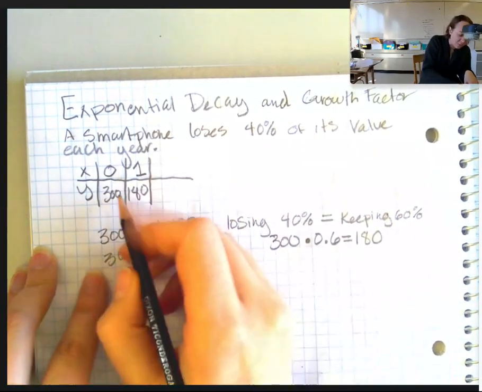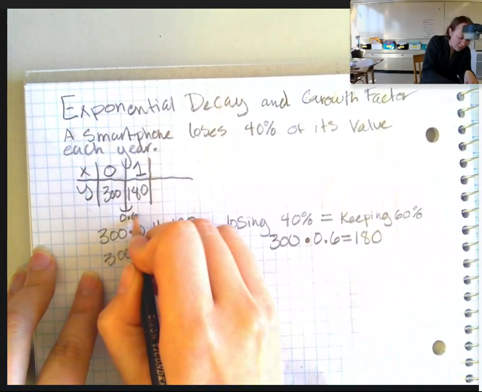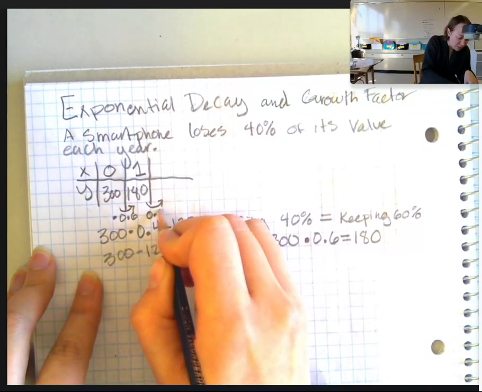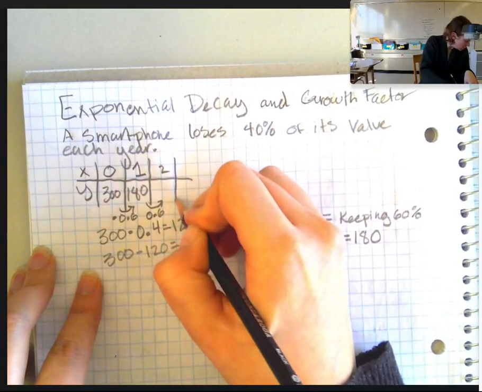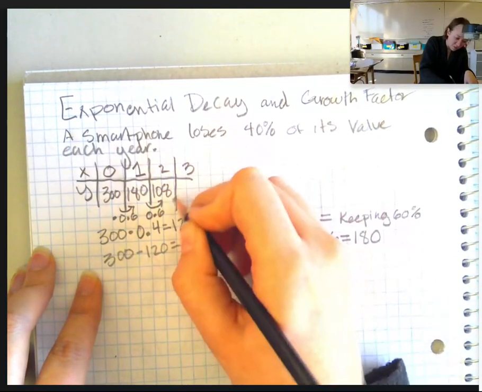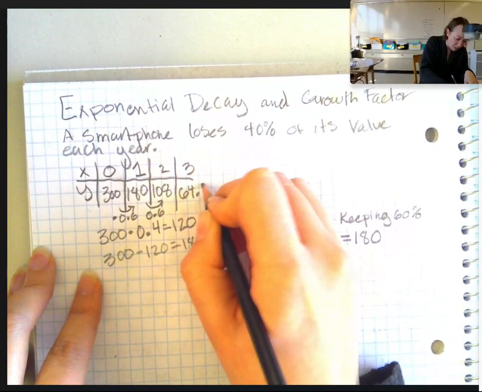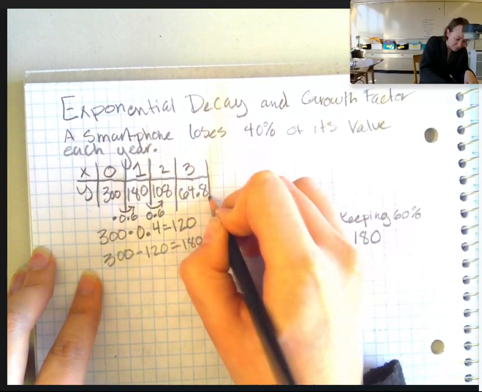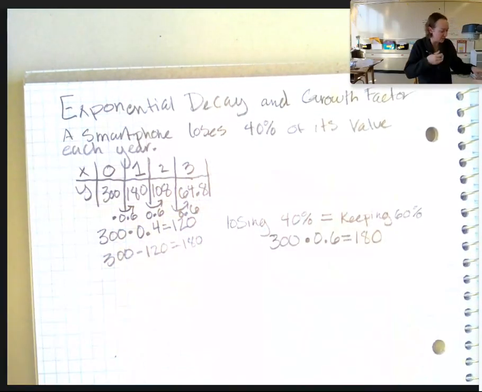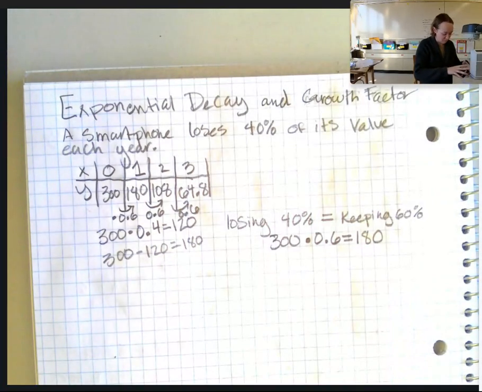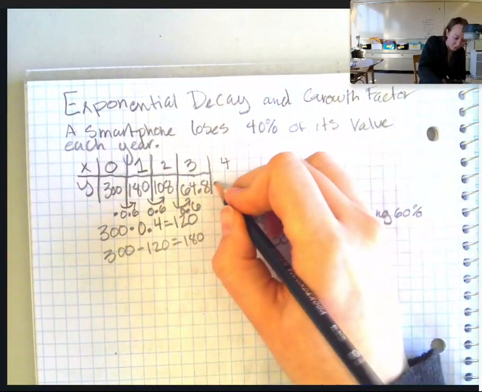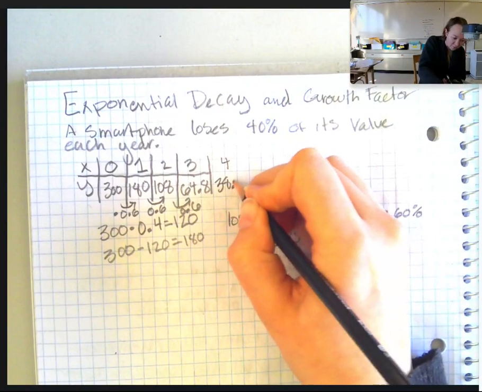So I can continue doing this. I'm multiplying by 0.6, and then I can do it again, multiply by 0.6. So after 2 years, it would only be worth $108. After 3 years, it would be worth 64.8 times 0.6. And let's do one more. What would it be after 4 years? Now we're down to 38.9, I'll round it.